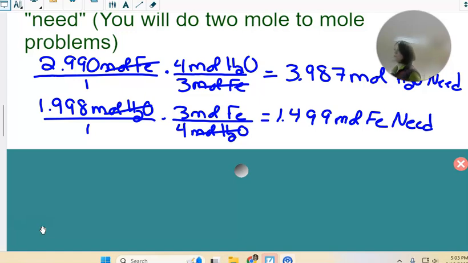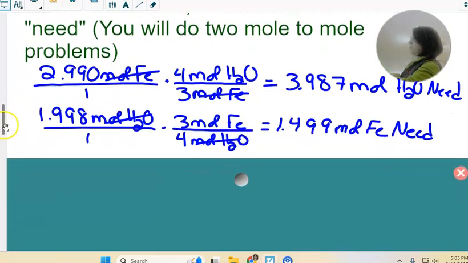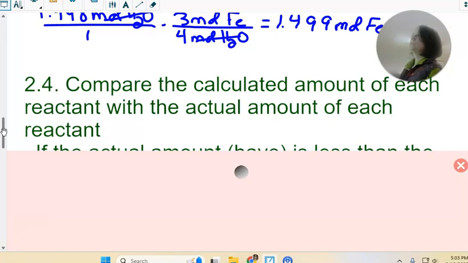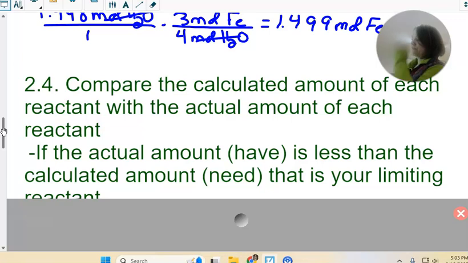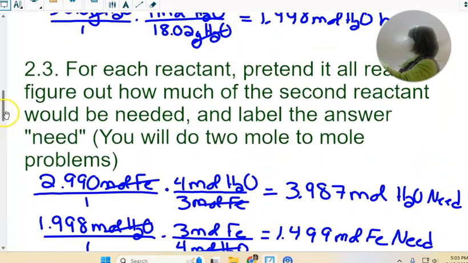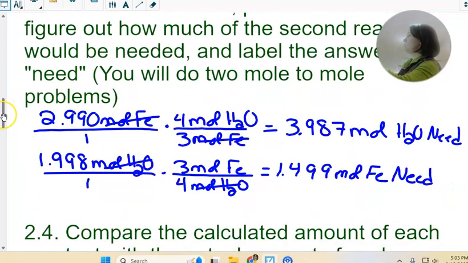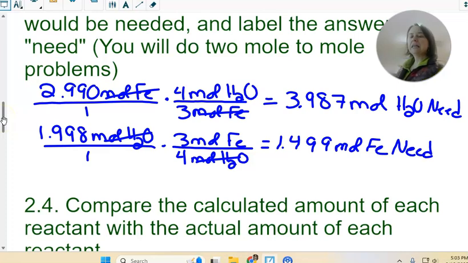Okay, so now I have numbers. What do I do with them? Let's look down and then we'll look back up. Compare the calculated amount of each reactant with the actual amount of the reactant. If the actual amount you have is less than what you need, that's your limiting reactant. Okay, so let's look at iron. I have 2.99 moles. I need 1.499 moles. So I have more than I need.